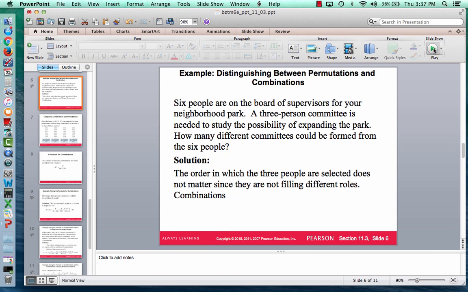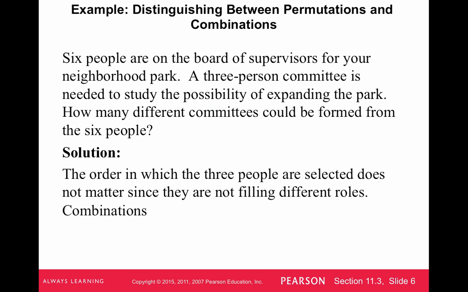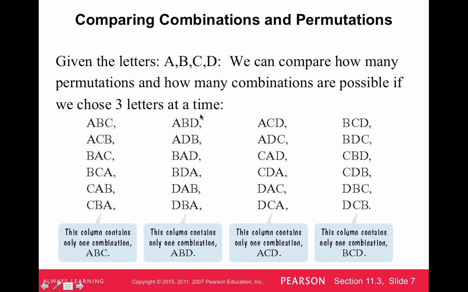Alright, so this illustration shows why permutations and combinations are different. Let's say we have 4 letters, A, B, C, D. We can compare how many permutations and combinations are possible if we choose 3 letters at a time. So we're going to choose 3 letters from 4 letters. We have a bank of 4 letters, and we're going to choose 3.